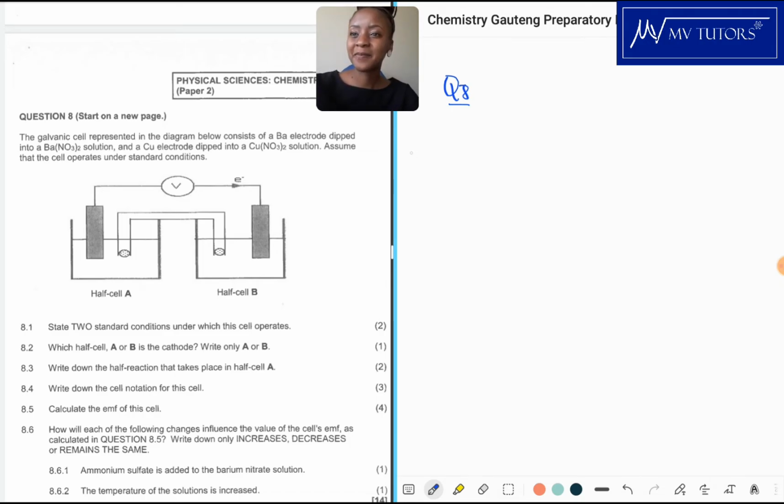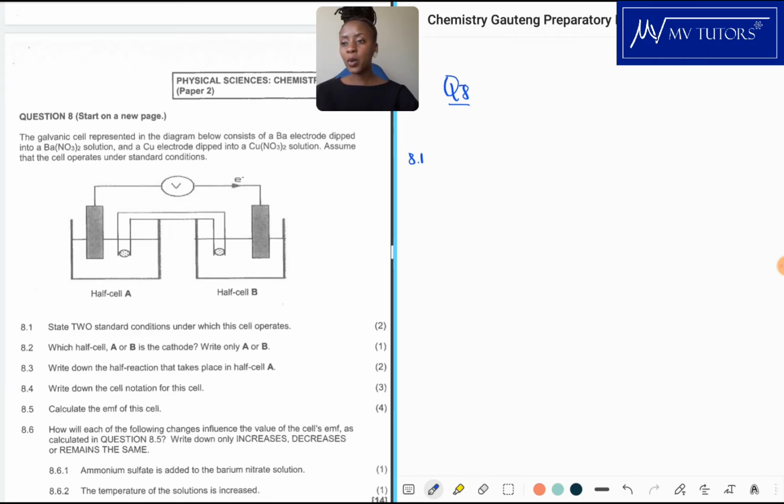But yeah, so let's see, we have a galvanic cell. The galvanic cell represented in the diagram below consists of a barium electrode dipped into barium nitrate solution and a copper electrode dipped into copper nitrate solution. Assume that the cell operates under standard conditions. Now you remember the standard conditions, right? Temperature, pressure, concentration. So yes, we can see it there. Half cell A, half cell B.